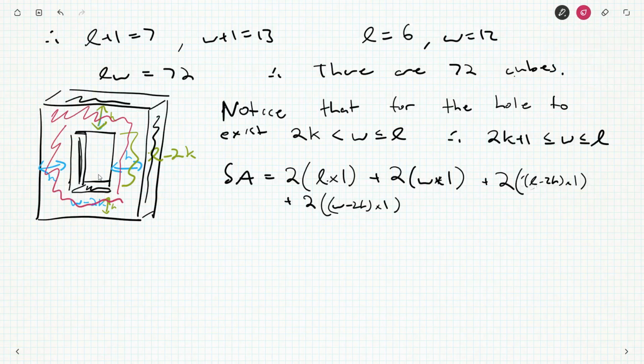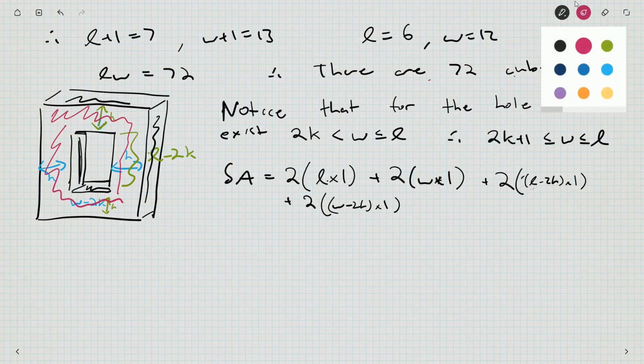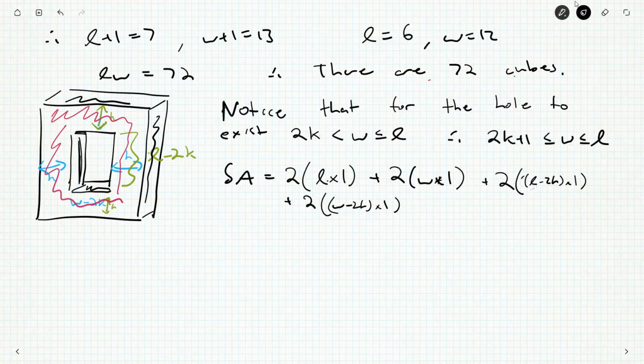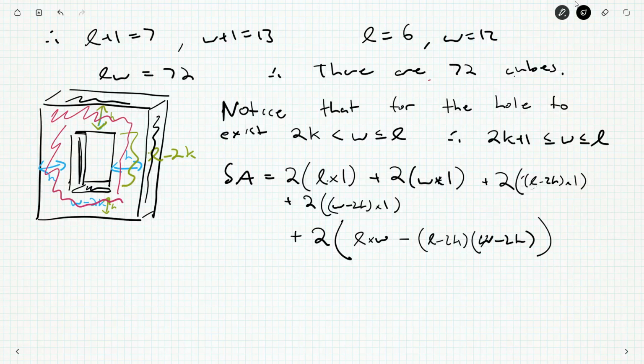So these orange things, they're a rectangle minus a smaller rectangle. And there's going to be two of them. So 2 times L times W for the big rectangle, minus L minus 2K times W minus 2K for the smaller ones. Alright, so that covers front and back. All the one-dimensional ones have been done.